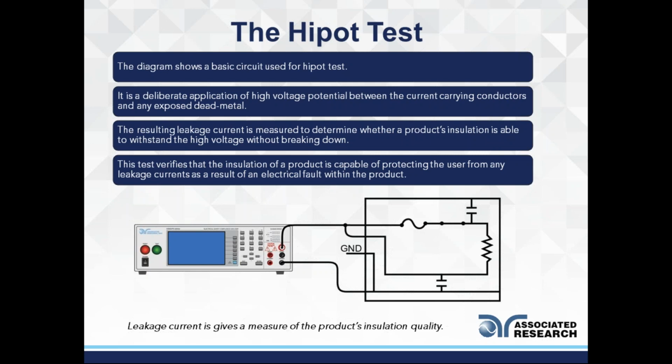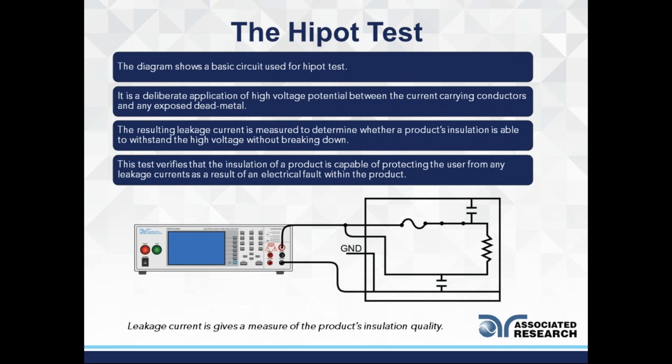So we learned that a Hipot test is a deliberate application of high voltage potential between the current carrying conductors and any exposed dead metal or chassis or ground. The resulting leakage current is measured to determine whether the product insulation is able to withstand this high voltage without breaking down. This test verifies that the insulation of your product is capable of protecting the user from any leakage currents as a result of an electrical fault within the product.